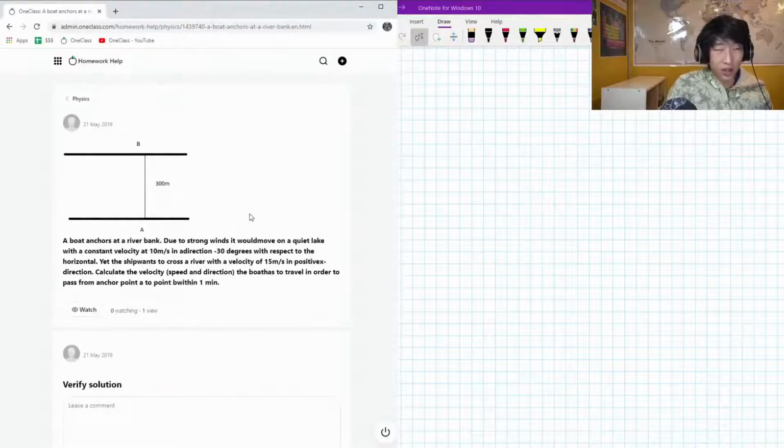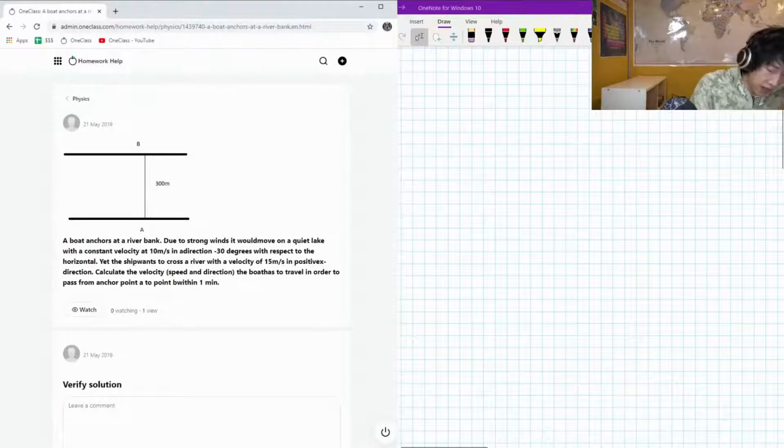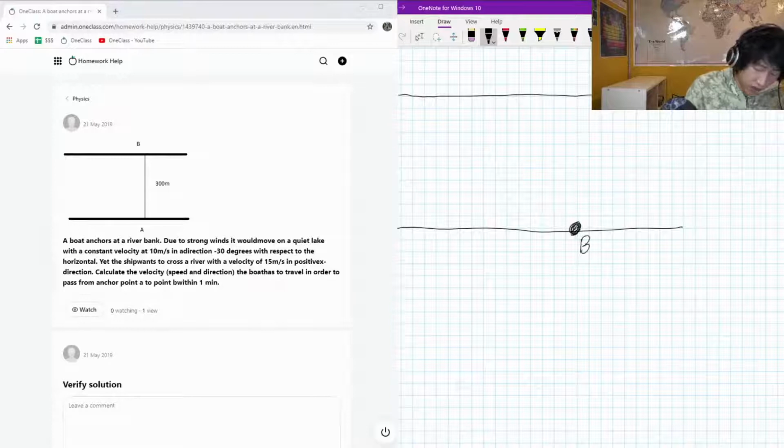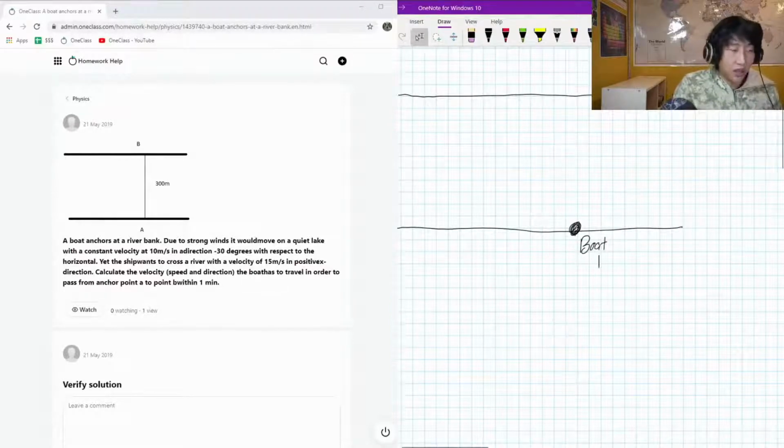Okay, so here we have the next question on the menu today, and it is presenting the situation where we have a boat anchored at a river bank. This is what I interpret that as meaning, because this question is not super visual, but we can make it work. Okay, so here we have a boat. Right here. Let's just call that boat. And it's anchored at the riverbank, okay?